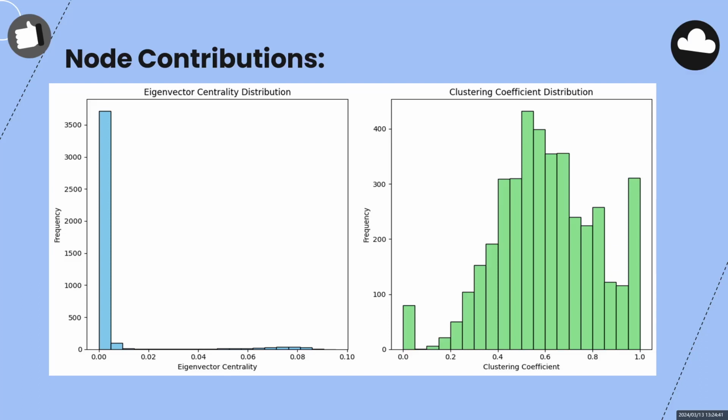So the clustering coefficient distribution, the graph on the right, shows the variability in the network's tendency to form cliques. A high clustering coefficient for a node means its neighbors are also likely to connect to each other, which could contribute to strong community structures.